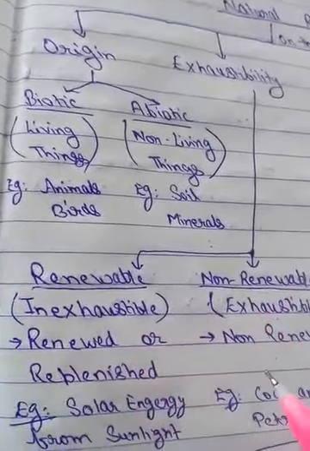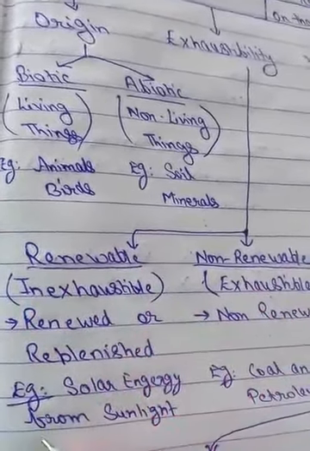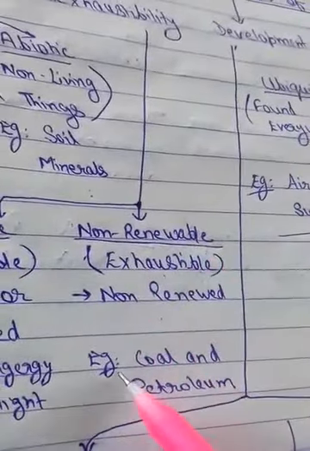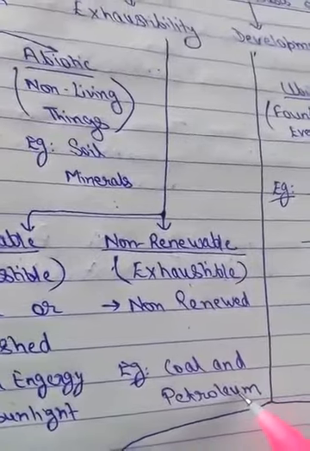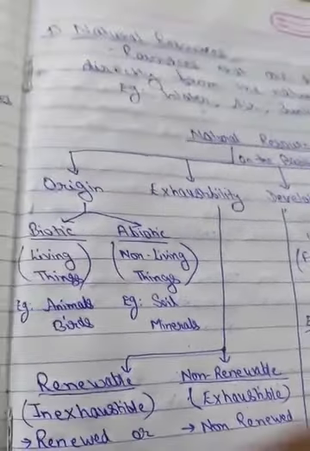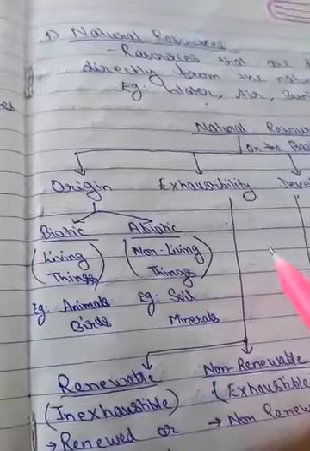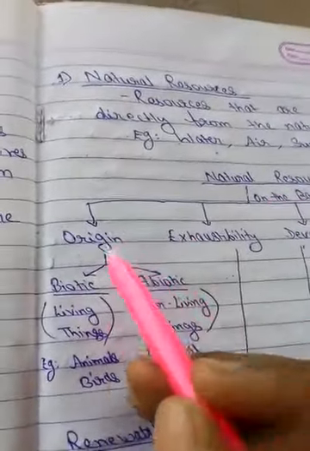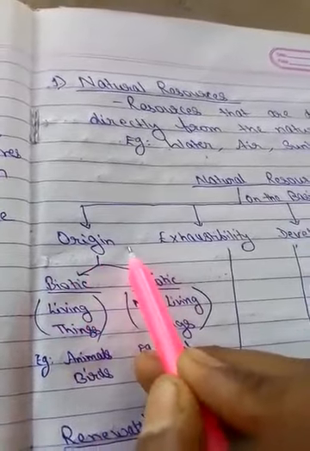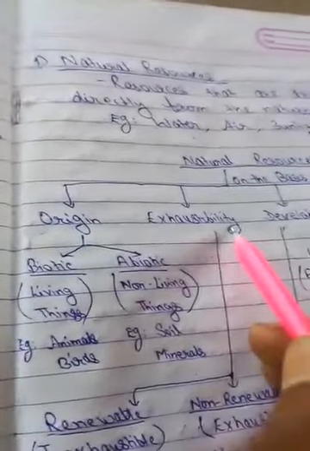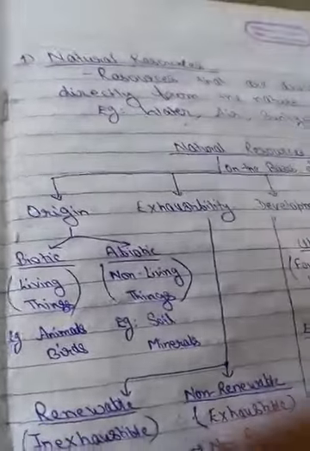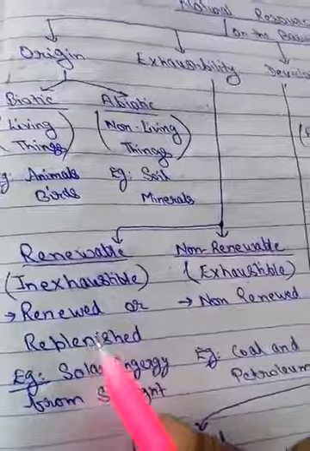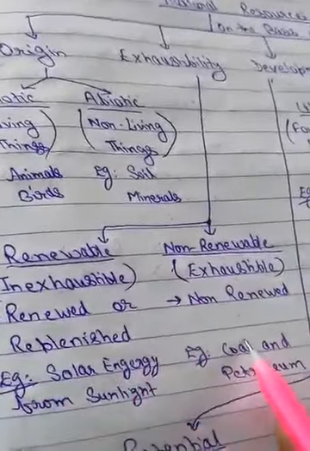Okay. For example, renewable resources, solar energy from sunlight, and non-renewable resources, example coal and petroleum. Okay students, do you understand better? Today we discussed origin and exhaustibility. In the next class we will discuss development and distribution, and also a detailed study of renewable and non-renewable resources.